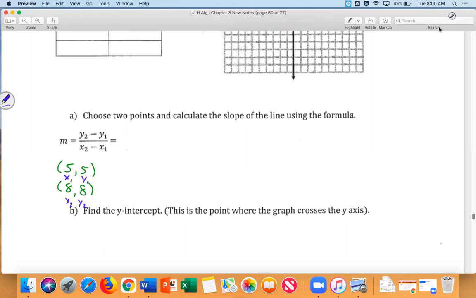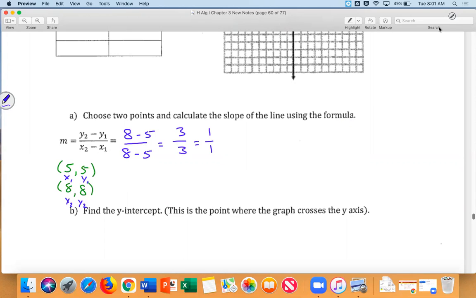Step number 3 is, you want a hint? Starts with an S, ends in substitute. Substitute. So we're going to substitute in 8 for y2, 5 for y1, 8 for x2, and 5 for x1. And that will give us 3 over 3, which you can see was my slope of 1 over 1. So you can see we did it right.